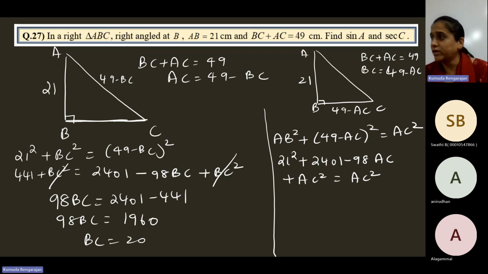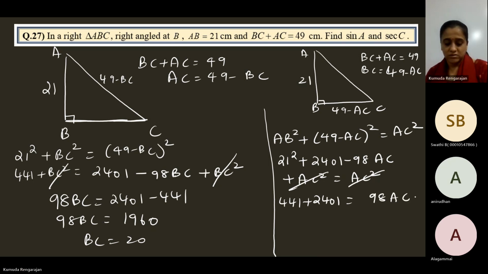AB square is what? 21 square. A minus B the whole square is A square minus 2AB. 2 into 49 into AC plus B square plus AC square is equal to AC square. Now AC square on both the sides gets cancelled. So this one is 441 plus 2401 is equal to 98 AC. So 2401 plus 441 divided by 98. On working this, you get AC is equal to 29.